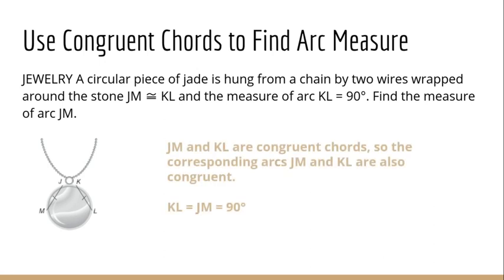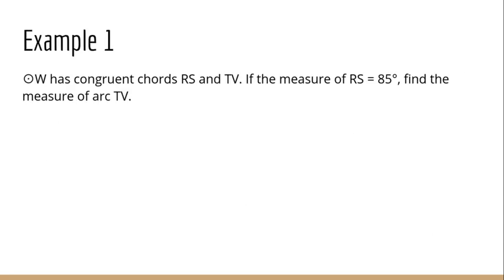This one's pretty straightforward, but just to go through it, JM and KL are congruent chords. We're given that in our description. So the corresponding arcs, JM and KL, are also congruent. Remember that your arcs are congruent to their central angles, and the relationship between our chords and our arcs means that if we have two congruent chords, we also have two congruent arcs. So because they are congruent, arc KL is 90. We can also state that arc JM is also 90 degrees. So pretty straightforward, easy.